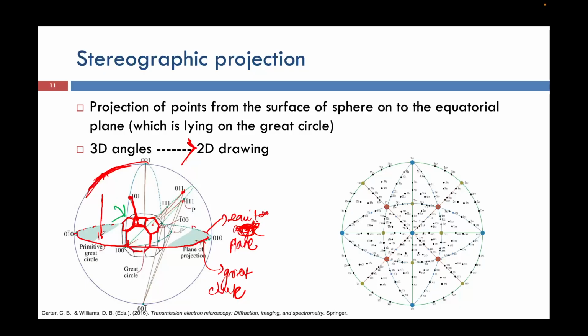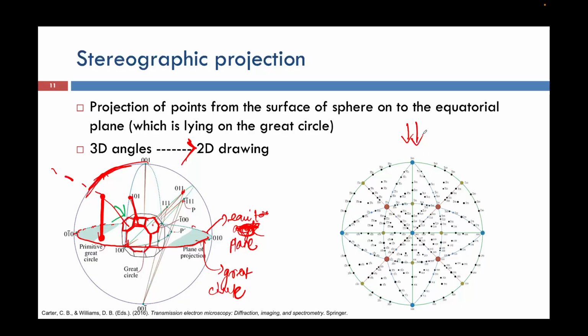Let's say one of the normals is coming and interacting with this plane and then going out of it. Then what you do is you try to project them onto the equatorial plane, which is lying on the great circle, and that projection is known as the stereographic projection. It is nothing but a two-dimensional drawing of all the three-dimensional angles.